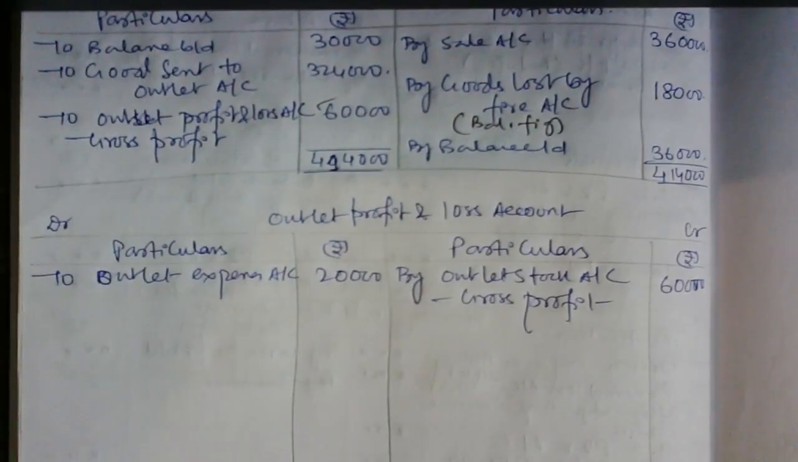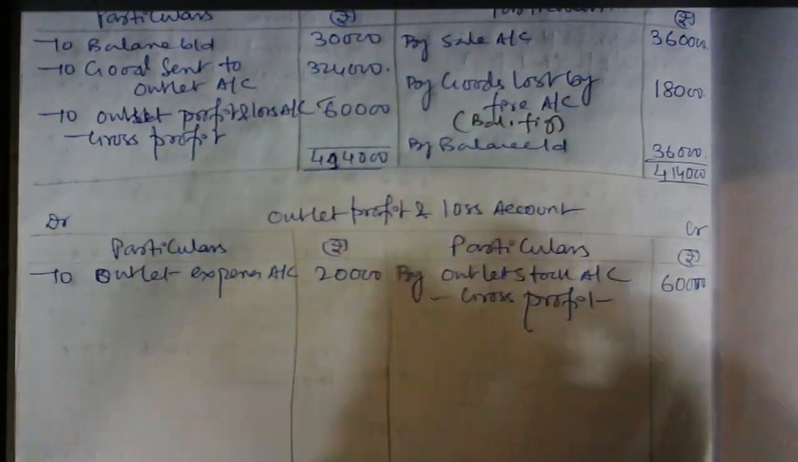Now we are only left with the outlet profit and loss account. We have this outlet profit. So it's very easy. We can easily conclude. Okay.